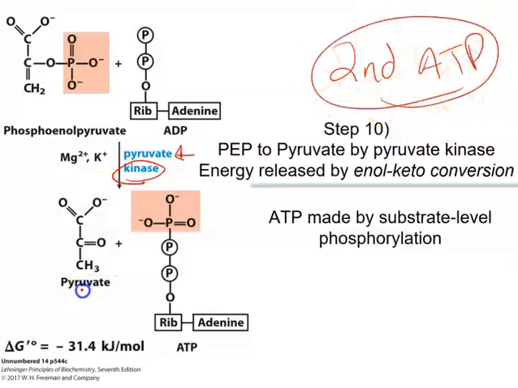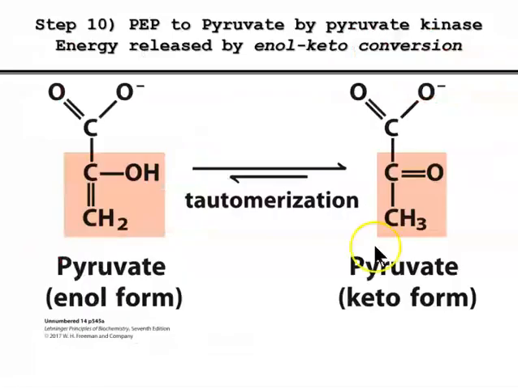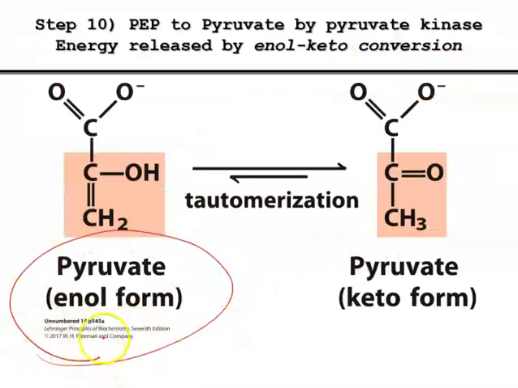Now, the form of pyruvate that comes off of pyruvate kinase is not the keto form. So this is the keto form. We actually have the enol form that is released. And of course, this ATP is generated by substrate level phosphorylation. Here is the enol form of pyruvate that is released from pyruvate kinase.